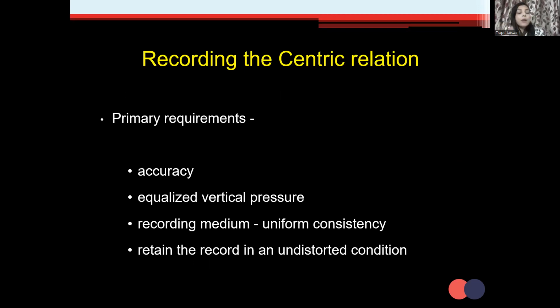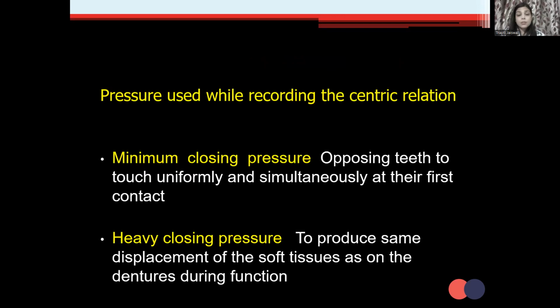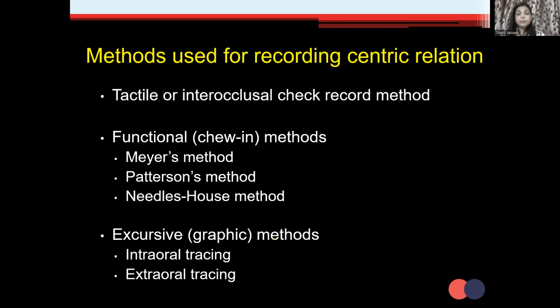What are the requirements for recording the centric relation position? The primary requirements are accuracy, equalized vertical pressure, a recording medium of uniform consistency, and retention of the record in an undistorted condition. The pressure applied should be equal, the recording medium should be of uniform consistency, and the records obtained need to be maintained in the same condition. If distortion occurs, it will hamper the centric relation recorded. The pressure used while recording the centric relation can be minimum closing pressure or heavy closing pressure.